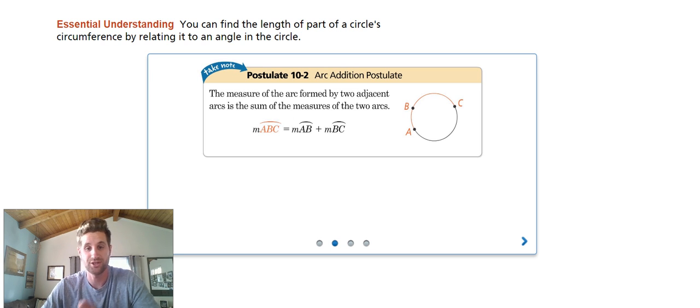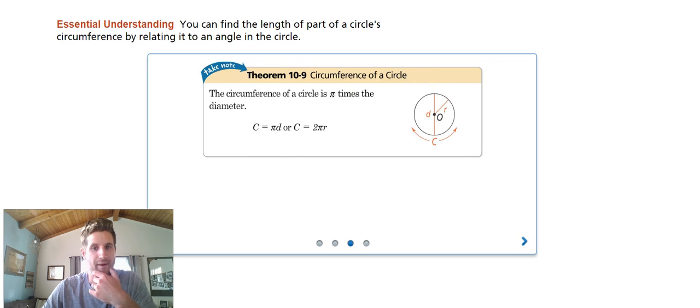Arc addition postulate: you can add arcs together just like the angle addition postulate and segment addition postulate. This is just another simple one: if I add arc AB to arc BC, then I'm going to get major arc ABC. Okay, so write that one down. Hopefully we know this one. You can write this one down. You don't have to draw the picture, but the circumference of a circle we will be using quite a bit. The circumference equals pi d, or 2 pi r. Again, 2 times the radius is the diameter, so it's pretty much the same thing.